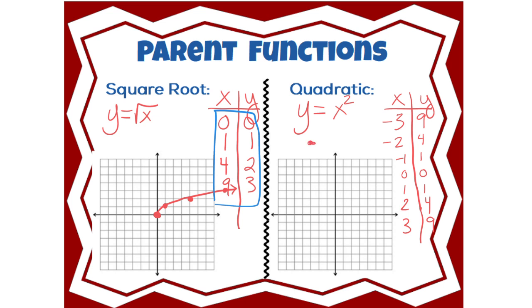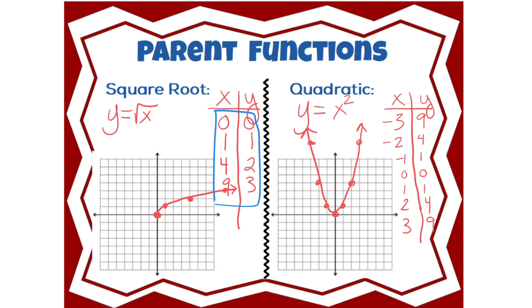-3, 9 is off my graph. -2, 4. -1, 1. 0, 0. 1, 1. 2, 4. 3, 9. And here is our parabola. All right, so the expectation on this one, when you come in tomorrow, you need to know that if you are looking at an x squared, it's going to graph as a parabola. You need to know that the parent graph would start at the origin, and it's just symmetrical.